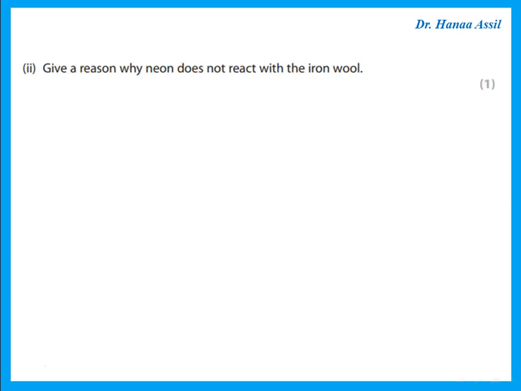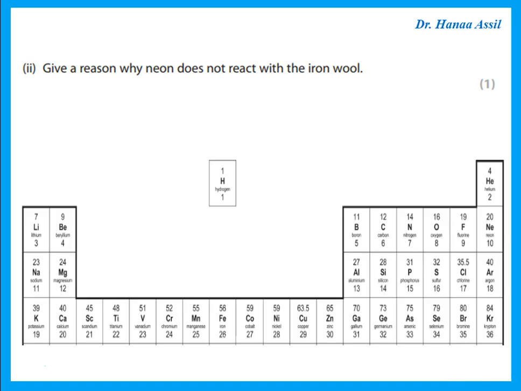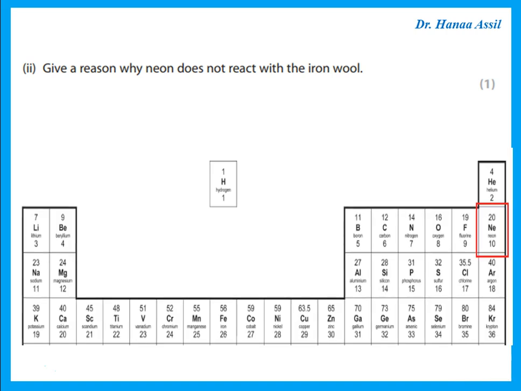Give a reason why neon does not react with the iron wool. Would the neon react with the iron wool? Of course not. Why? Because if you look at the periodic table, where is neon? Neon is in group 0 or group 8. Which group is that? That is the noble gases, the unreactive gases that do not react because they have a full outer shell of electrons. So neon is unreactive because it has a full outer shell of electrons.